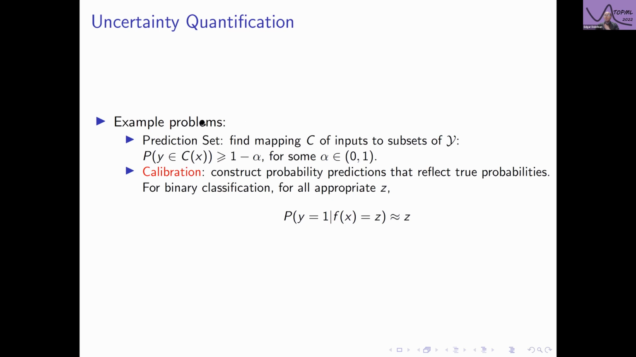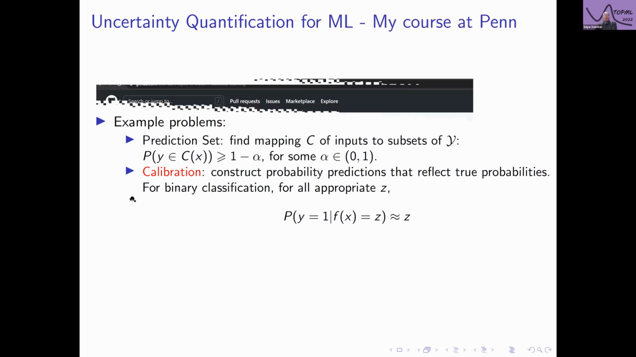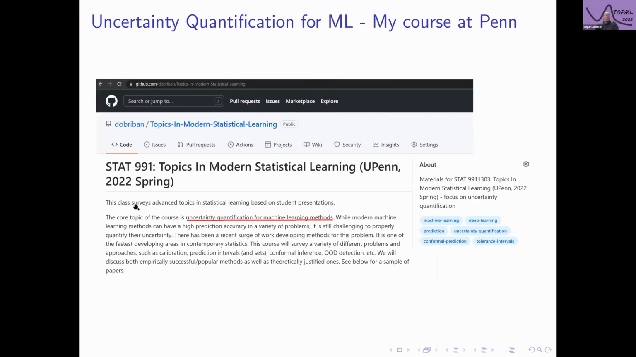So there's been a lot of work on both of these problems, partly because I think it's an important topic to know about. It's a little bit outside of the standard machine learning curriculum. I've been developing a course at Penn that aims to bring together a lot of the different topics in this area of uncertainty quantification for machine learning. And a lot of the materials are publicly available on GitHub.